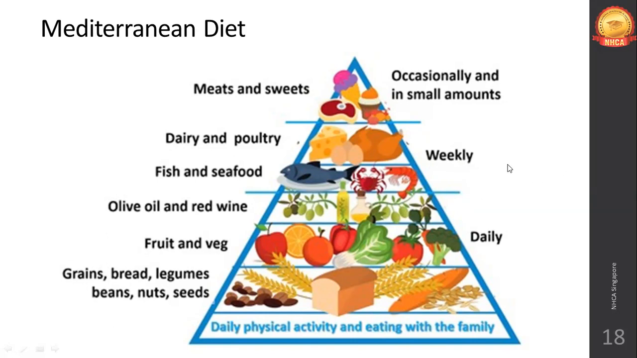Olive oil and red wine are used on a daily basis. Fruits and vegetables on a daily basis. Grains, breads, legumes, nuts, seeds, beans, daily basis. Physical activity and eating with family is just an additional point on top. But this is how you follow the Mediterranean diet.